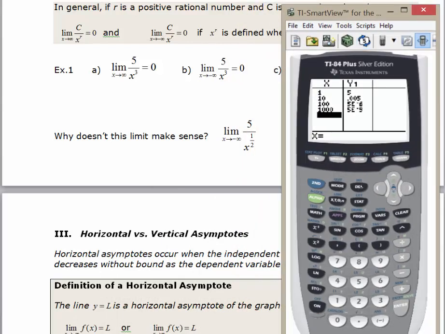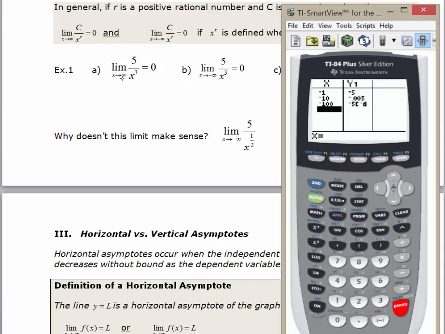I'm going to delete the values that I have in here. And I would start by choosing negative values. So I would start with -1, -10, -100. And you can see that our values are negative, but they are getting closer and closer to 0. -5 times 10 to the negative 6.